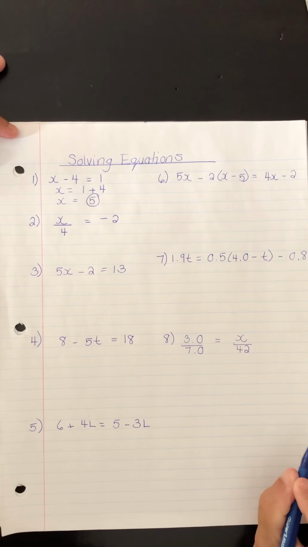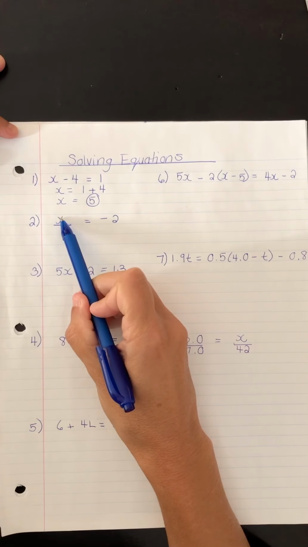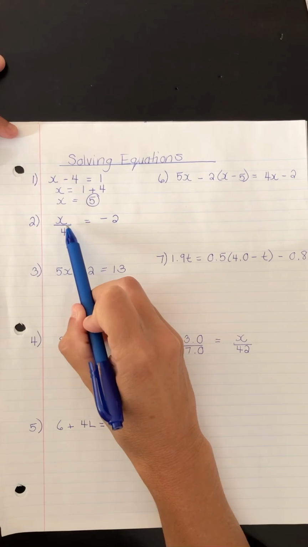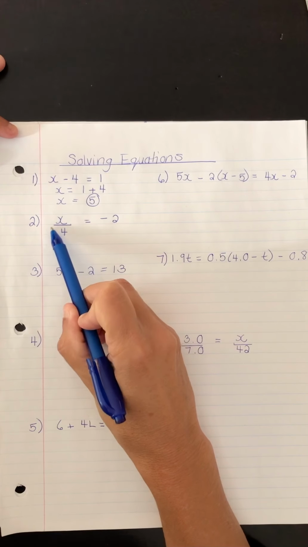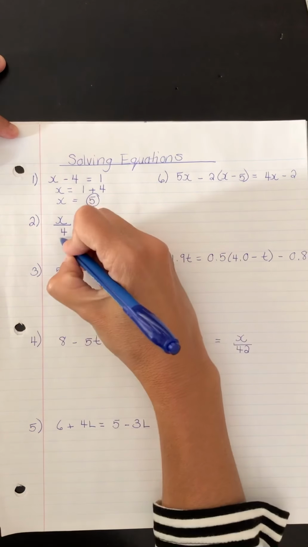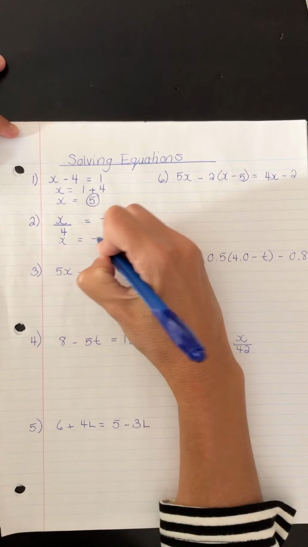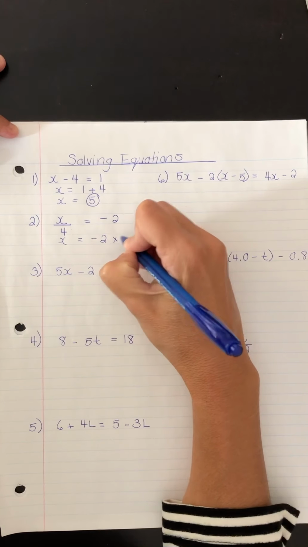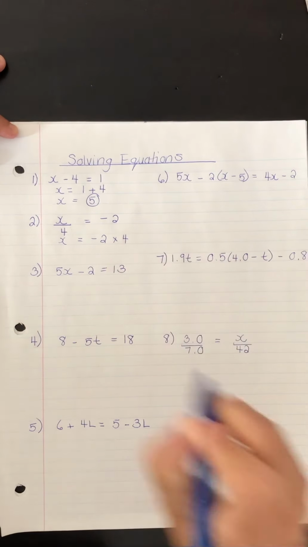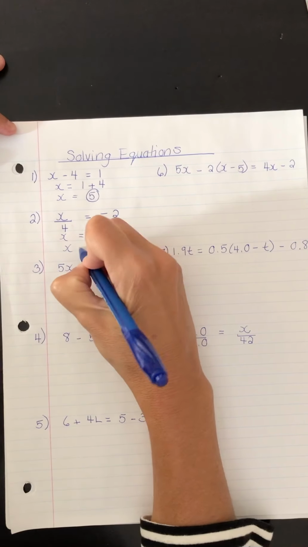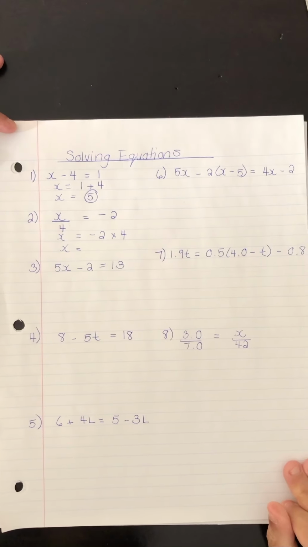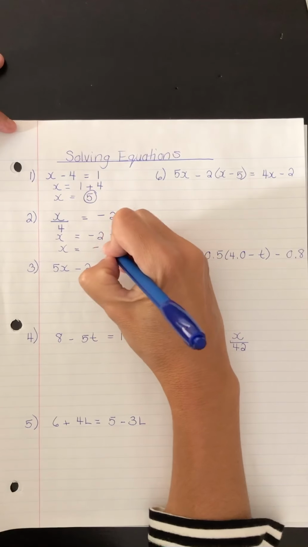Question 2. Once again, in isolating x, we perform the opposite operation. Instead of division by 4, we will be multiplying on the right side by 4. So x is negative 2 multiplied by 4, or negative 8.